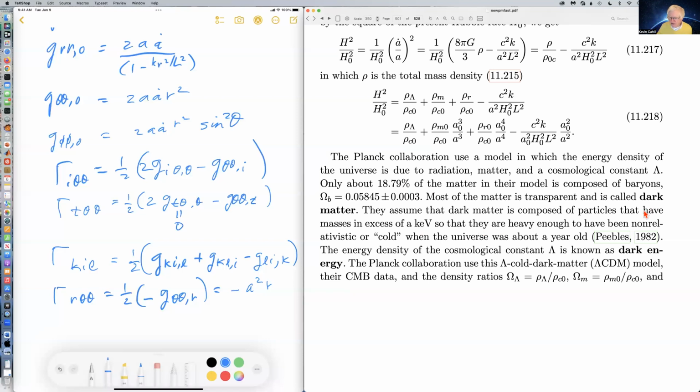The idea of dark matter is particles with masses. First of all, they're dark in the sense that they're transparent. They don't interact with photons, or at least not in any detectable way. And the idea is that they're cold in the sense that they were heavy enough to be non-relativistic when the universe was about a year old. Well, of course, when the universe was a year old, it was very, very hot. And so these have to be particles with masses in excess of keV.